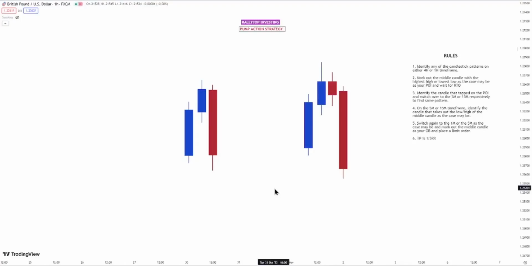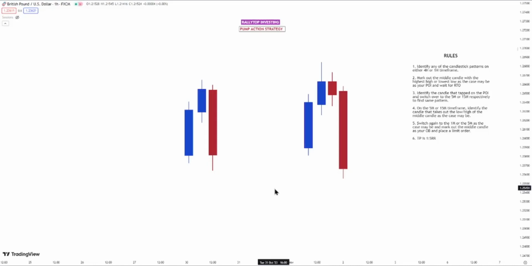Now in today's episode, I want to reveal to you my almighty strategy, and I call it the pump action strategy. Now I don't know why I am revealing this strategy to you, but maybe it's just a way of saying thank you to you guys for being loyal to RALLYTOP Investing all this time. Now, this strategy is a very powerful strategy, but very simple.